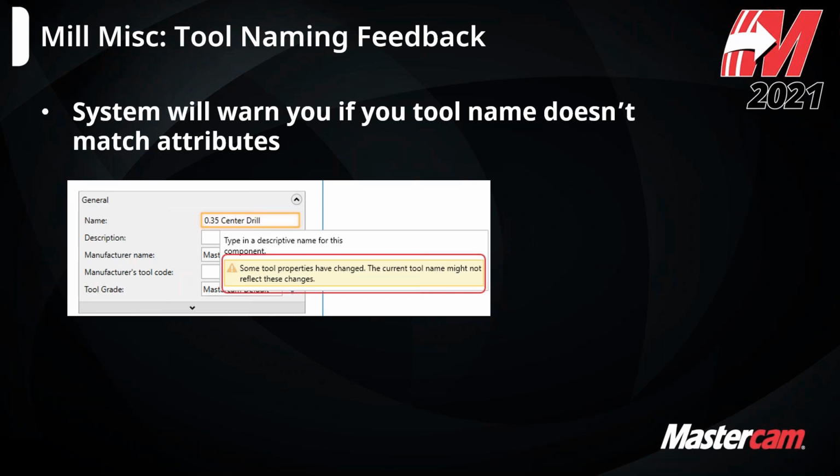But Mastercam will warn you, saying, hey, this tool is defined as a size that the name doesn't match up to. So that when you're generating a setup sheet or documents for a given part, someone doesn't get confused saying, oh, the setup sheet's calling out a 350 center drill, but it's programmed with a 301. That gives you a little reminder that I should update the name of the tool since I updated the parameters of that given tool. So just a little quality of life update, but a good change, I think.